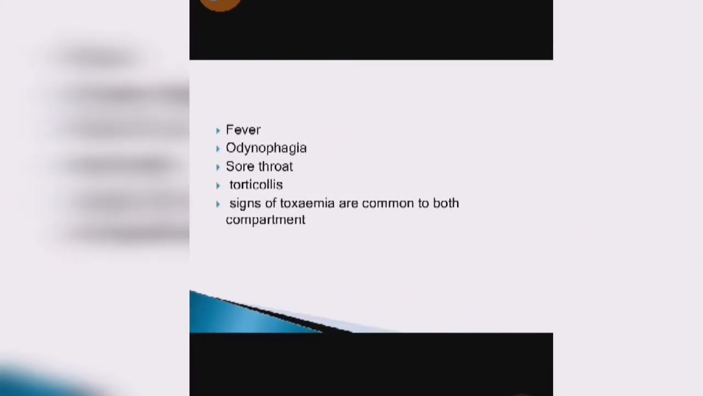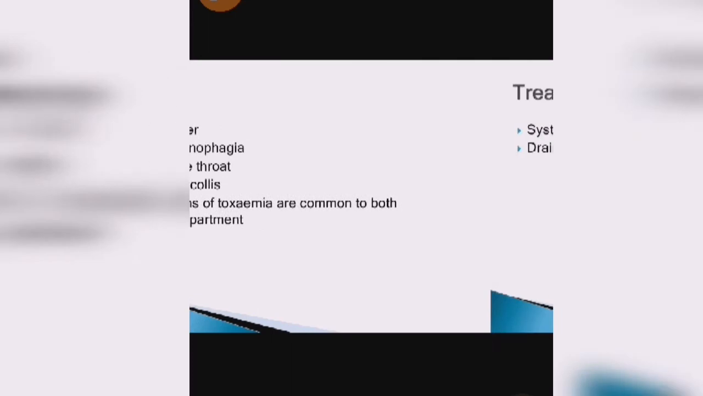Fever, odynophagia, sore throat, torticollis, and signs of toxemia are common to both compartments. The treatment is systemic antibiotics and drainage of the abscess. Intravenous antibiotics combat the infection, and they should cover both aerobic and anaerobic organisms. Antibiotics selected are amoxicillin with clavulanic acid, that is Augmentin, which is the best treatment. Metronidazole is also given, and gentamicin is useful for gram-negative bacteria. The sensitivity of the antibiotic should determine the selection.